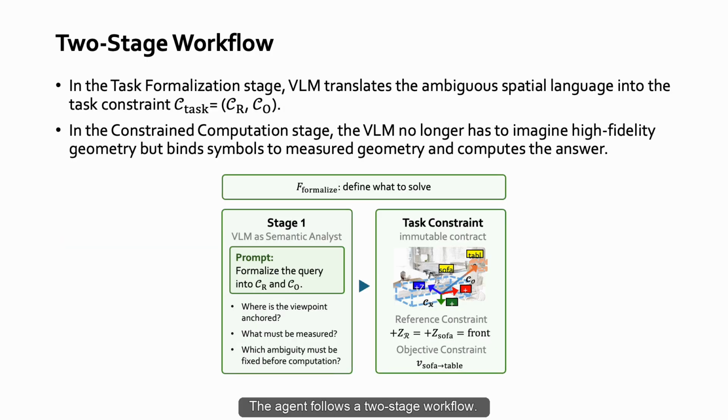The agent follows a two-stage workflow. In stage 1, task formalization, the VLM acts as a semantic analyst. It reads the query and images, then translates ambiguous spatial language into the task constraint. The goal is to identify the non-negotiable reference constraint and objective constraint.